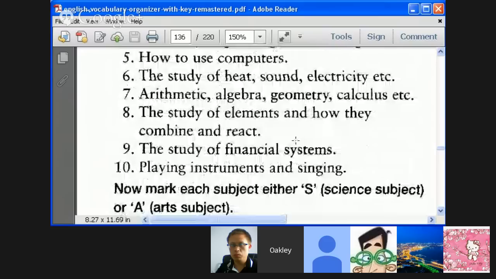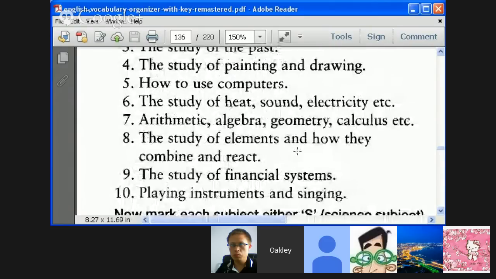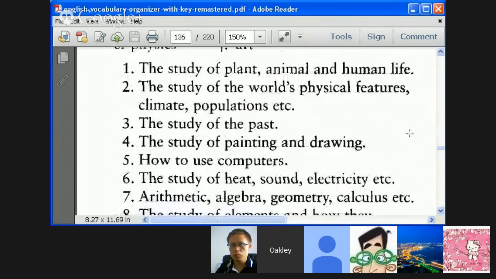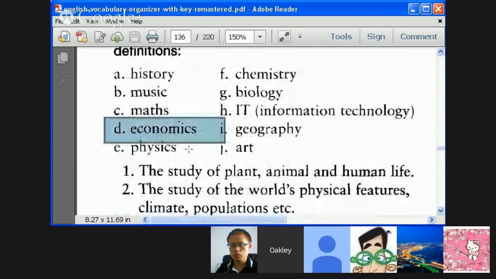Possible, but difficult. Very difficult, I would imagine. Yeah, I think so. Xingyu, how about number 9? Number 9, the study of financial systems. D, economics. Yeah, of course.